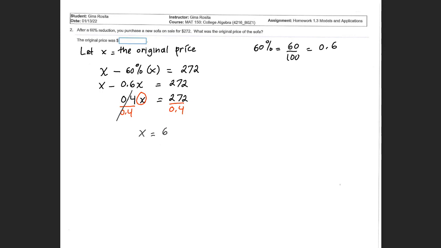The answer is 680. So you got the answer: $680. You can put it over here in the box, $680. Now go to the next one.